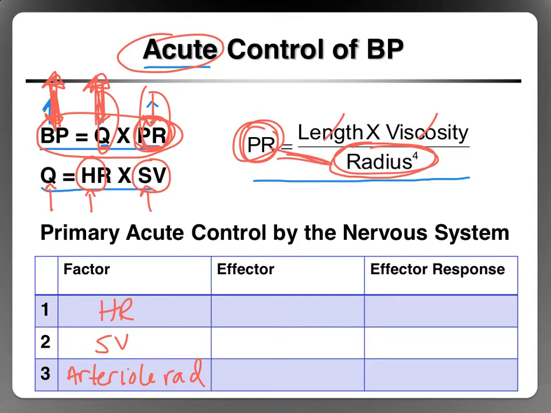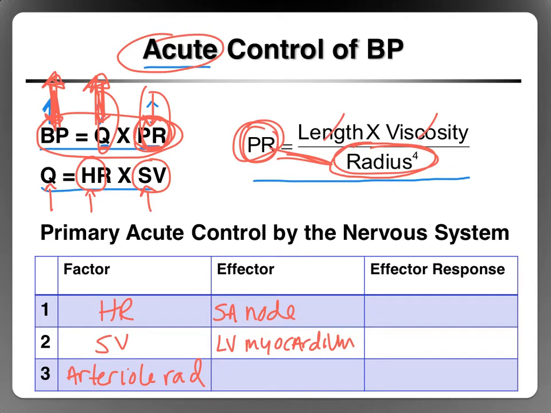So let's go to these three factors. If you want to change heart rate, you need to send a signal to the effector. We've already established that the effector of heart rate is the SA node, and the rate at which the SA node fires. The effector of stroke volume is the left ventricular myocardium, the muscle in the walls of the left ventricle and how strong that muscle contracts.